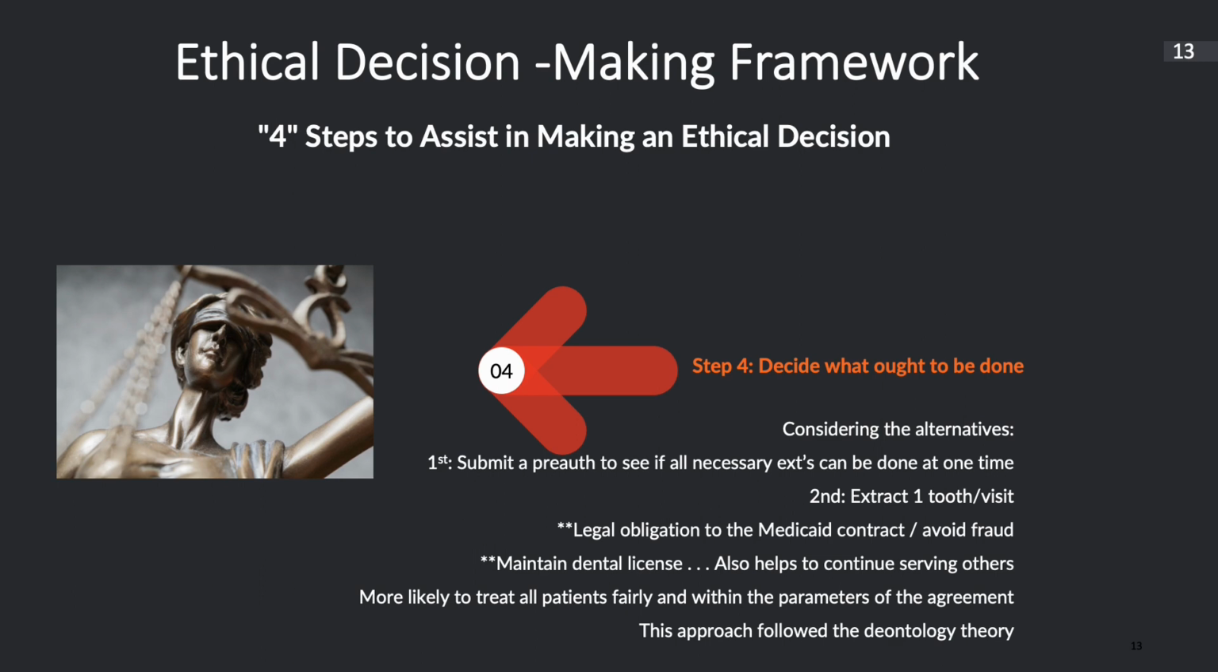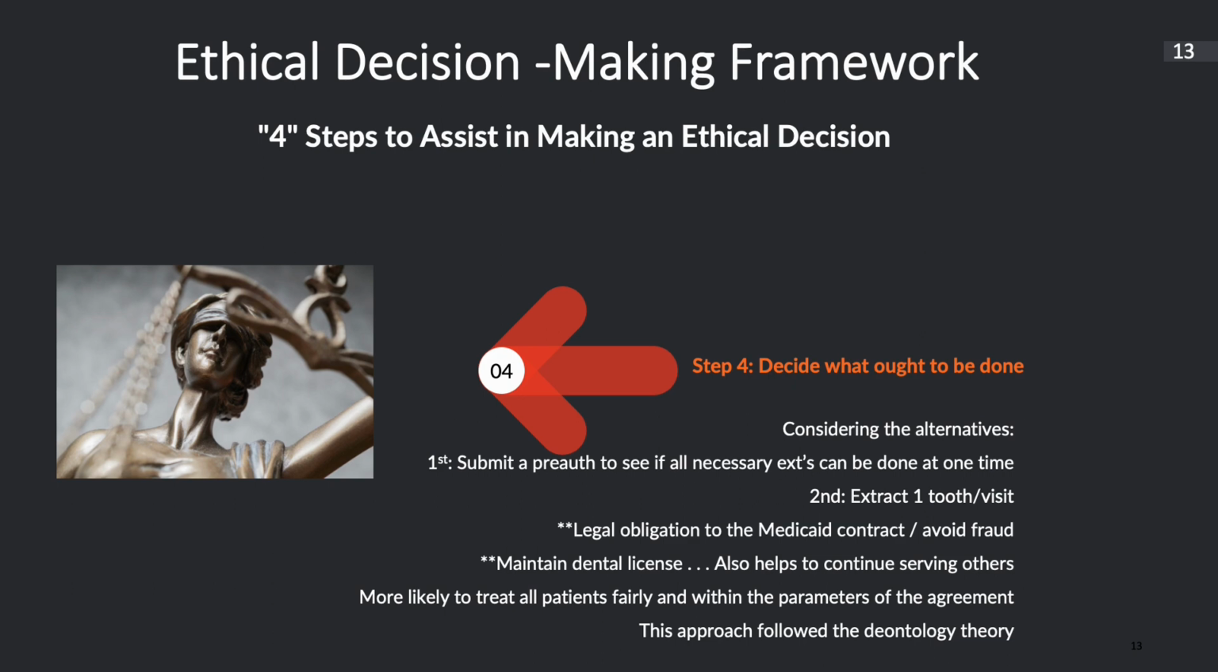So if care could be delayed a little bit while you do the paperwork, that might be a good option because you could accomplish a lot of healthy treatment all at once. Another one would be extract one tooth per visit. This would fall very much in line with the Medicaid contract. They only allow one tooth extraction per visit. And if you could get Roger in 3 consecutive days, one tooth a week, whatever the case may be, you could do that and you would be falling well within the regulations for Medicaid in your contract and also keeping your license safe. Having a safe license means you can continue serving the public as well.